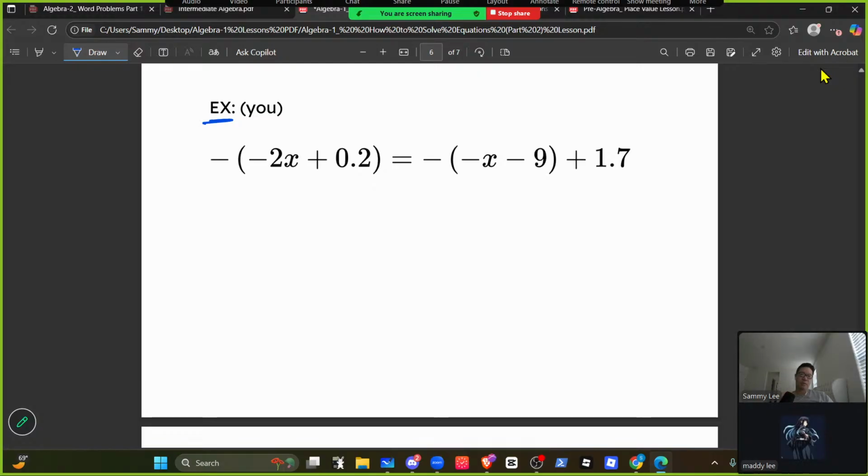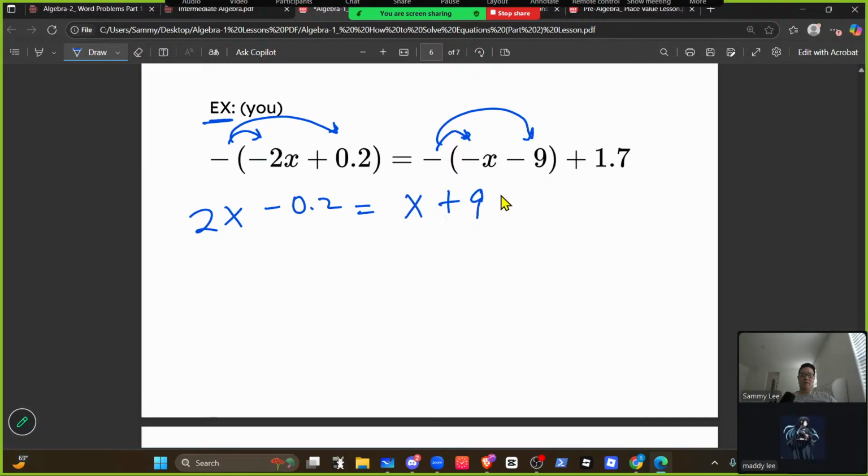I'm done. Okay. The first thing we're going to do is simplify by distributing the negative. It's the same situation on both sides, and that just reverses the signs of what's inside. So we get positive 2x and negative 0.2 equals positive x, positive 9 plus 1.7. We can simplify this side: x plus 10.7. And on the left, we have 2x minus 0.2.